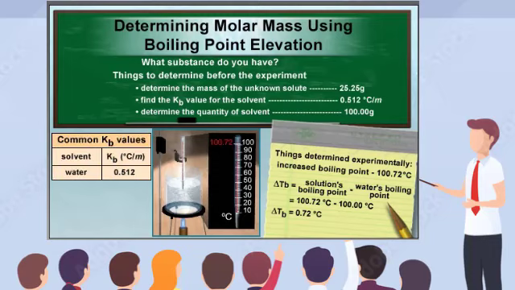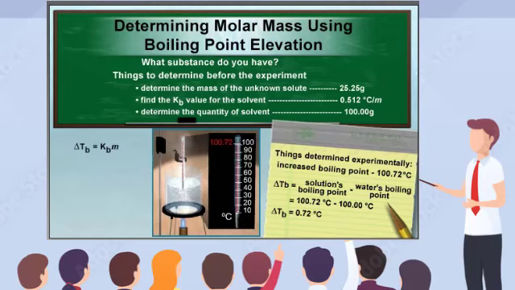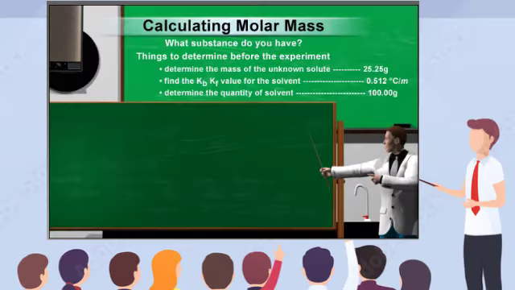Use the chart to determine the boiling point constant for water, 0.512 degrees Celsius over molal concentration. Substitute the known values into the equation for molal boiling point. Then, rearrange to solve for molality. Doing the calculation, the molality of this unknown substance is 1.4 moles per kilogram. Now that molality is determined, calculating the molar mass is only steps away.